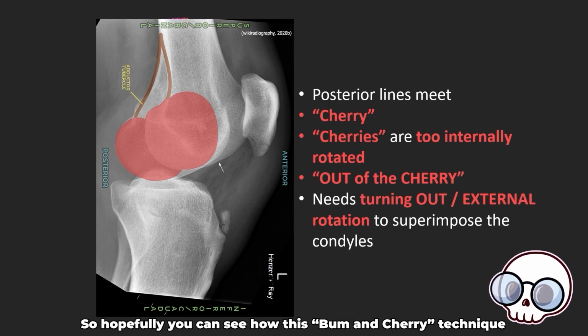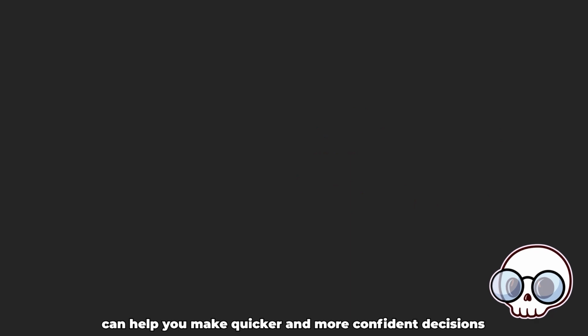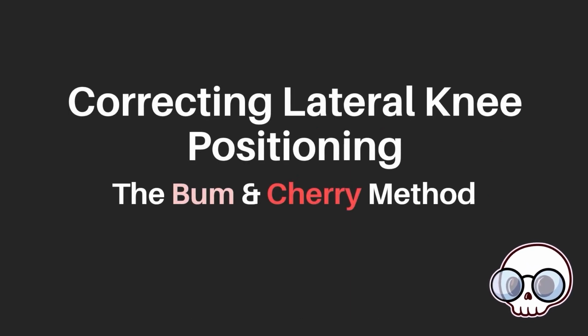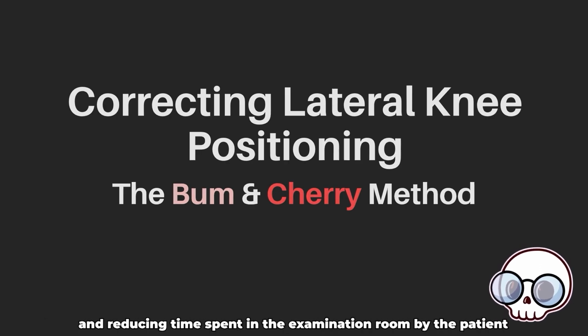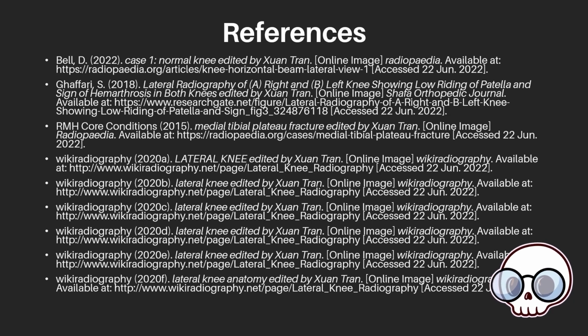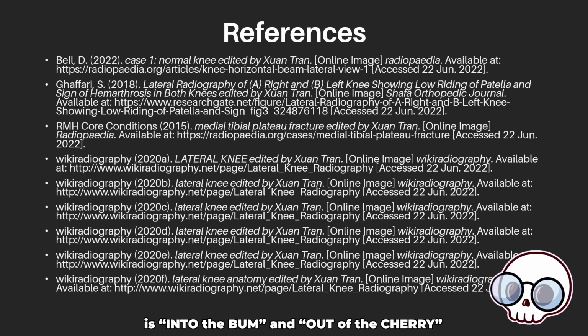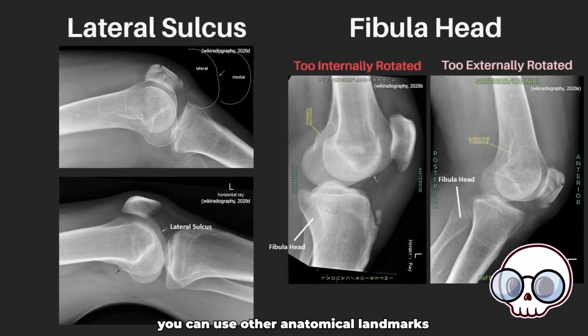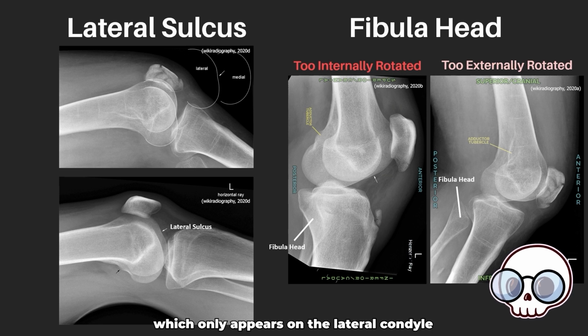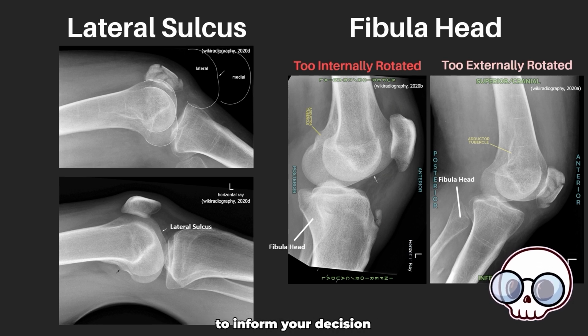So hopefully you can see how this Bum&Cherry technique can help you make quicker and more confident decisions about correcting your lateral knee positioning, reducing unnecessary exposure, and reducing time spent in the examination room by the patient, leading to a better quality of care and practice. All you need to remember is into the bum and out of the cherry. And if you're having particular trouble, you can use other anatomical landmarks such as the lateral sulcus, which only appears on the lateral condyle, and the fibula head to inform your decision.